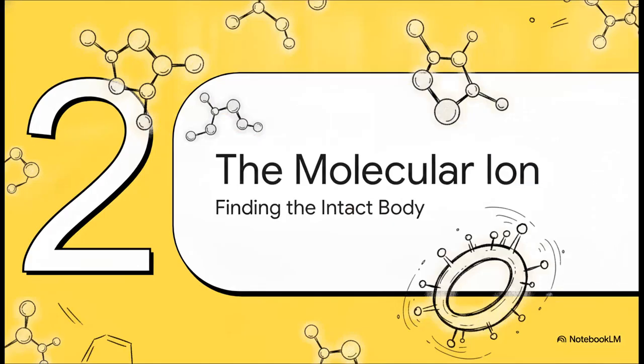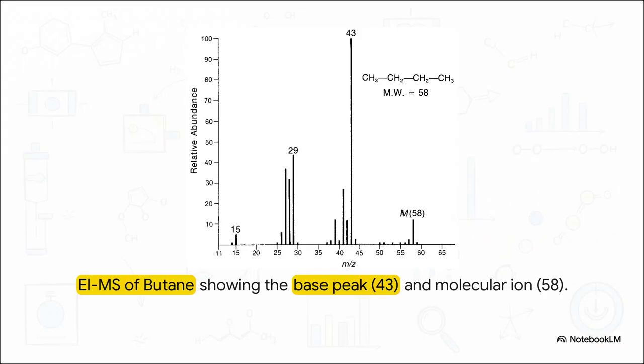Moving on to part 2, finding the molecular ion. Our investigation has to begin with finding the intact body of our molecule. We call this finding the molecular ion. When we look at the electron ionization mass spectrum of something like butane, we are basically bombarding the molecule with high-energy electrons. Initially, the molecule loses just one electron to form a radical cation, and that is our molecular ion. It sets our baseline true mass, assuming we ignore heavy isotopes for a second. In butane, you'll spot this at a mass-to-charge ratio of 58.